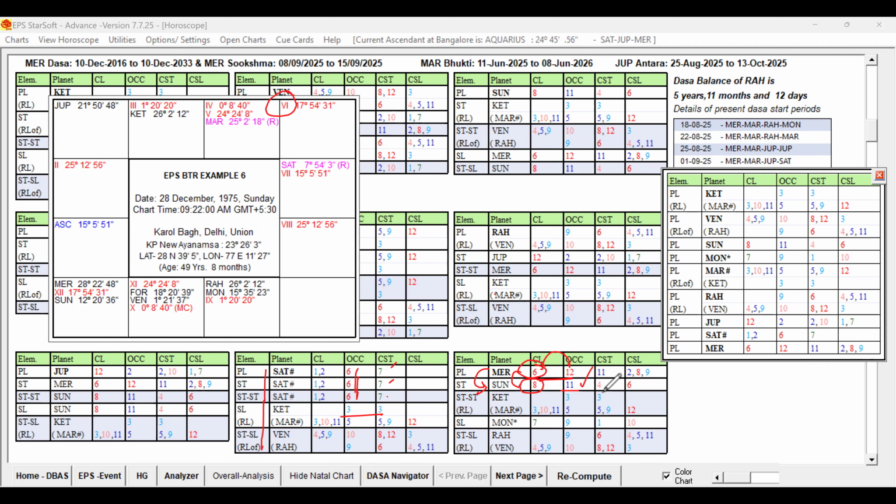And of course, the CSL is 4, which is fine, but the 6th sublord, so this is not good. But he got married in Mercury Bhukti. So definitely Mercury should be the strongest one. Mercury's sign lord, sublord is fine. Star Lord of the Star Lord also fine, and star lord of the sublord also fine.